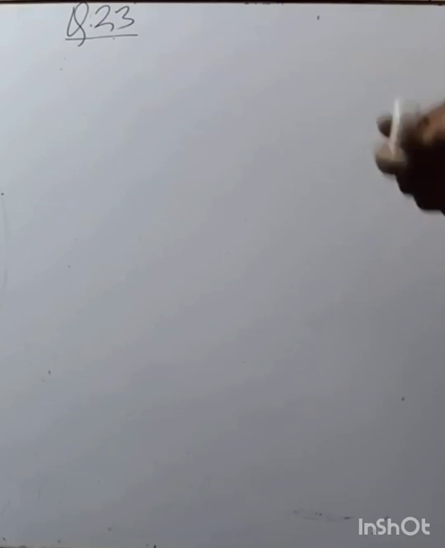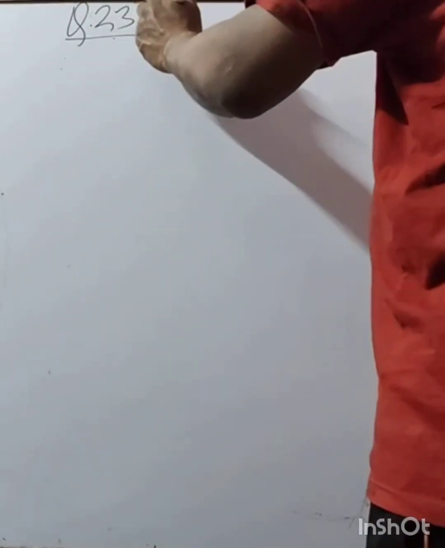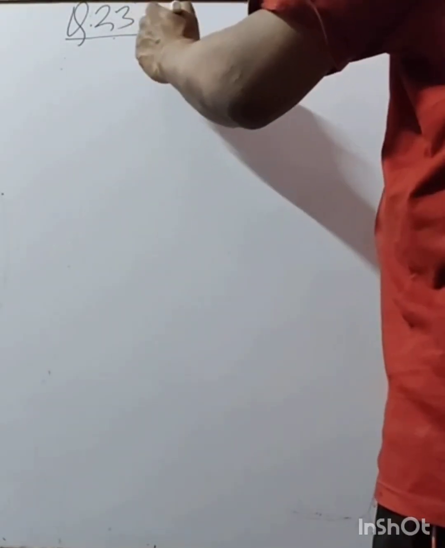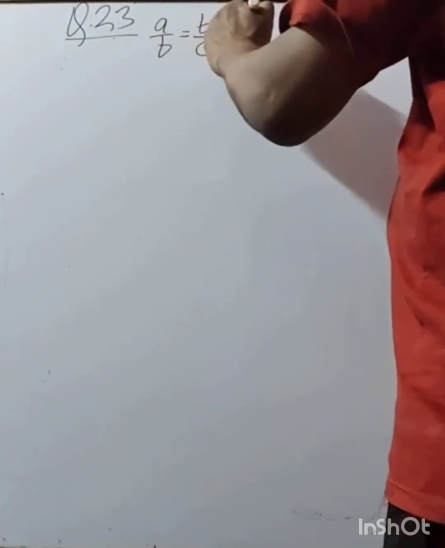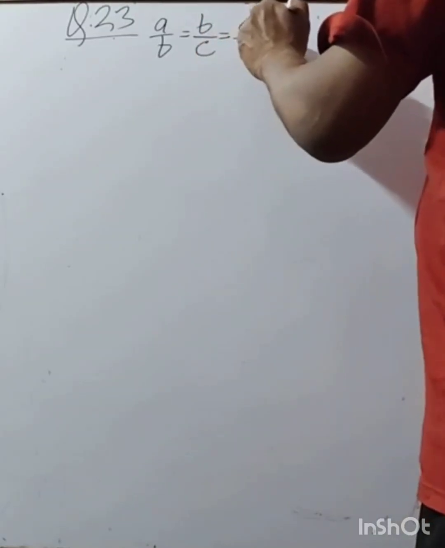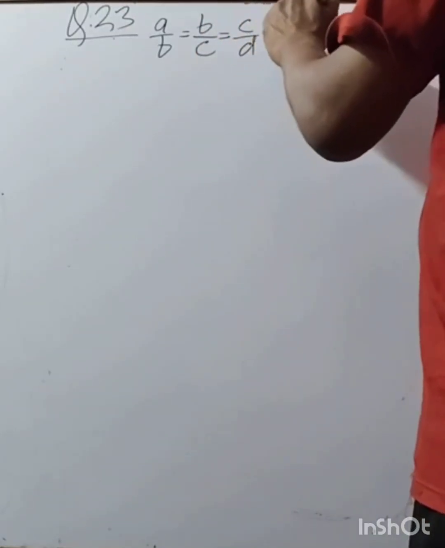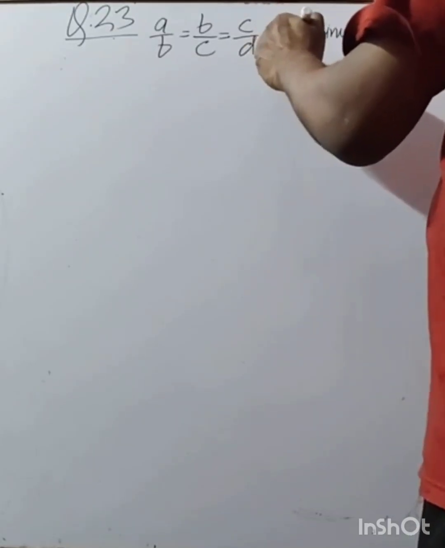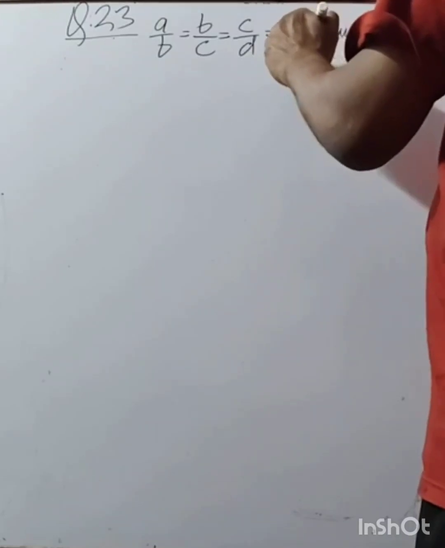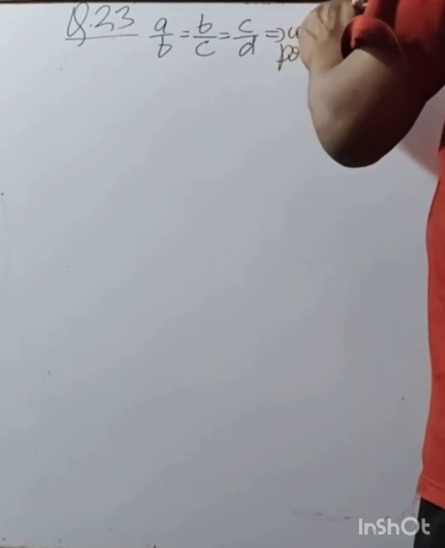So what will happen? A square minus B square. That was the same earlier, the initial that was given. A upon B is equal to B upon C is equal to C upon D. They are in continued proportion. I hope that is the same. Yes. They are in continued proportion.